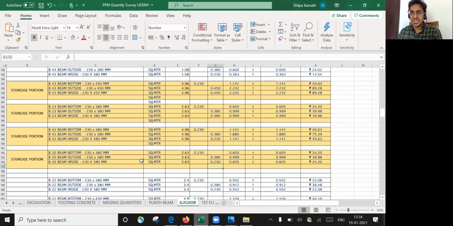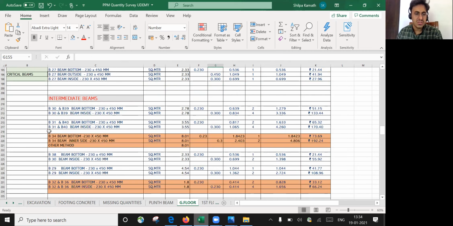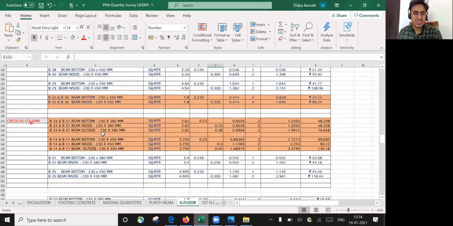Whenever you have a staircase and so on, make sure that you're doing the right estimation, that means the right calculation of the deduction quantity for outside as well as for the inside. Similarly, I'll come to the circular beams as well. We have circular beams, right? So these are my circular beams.